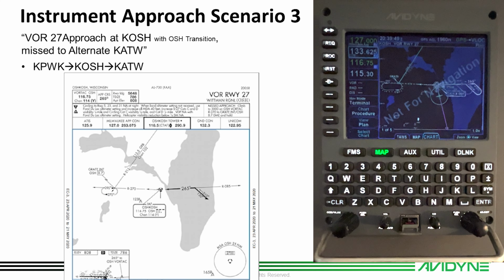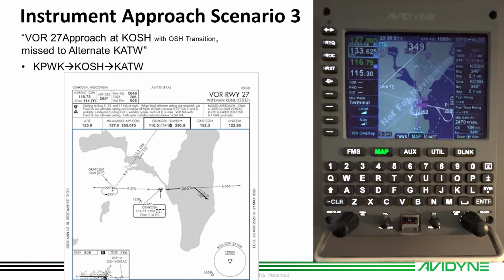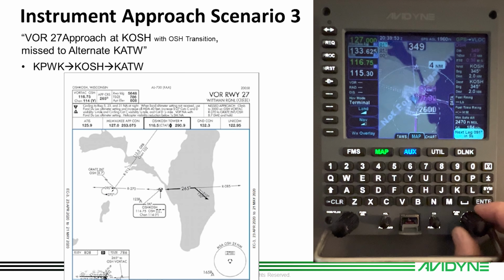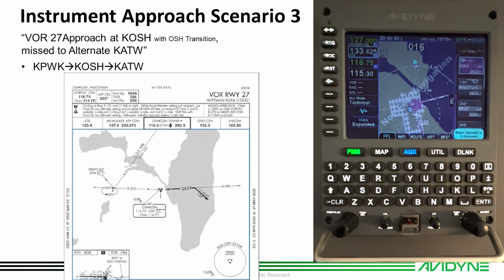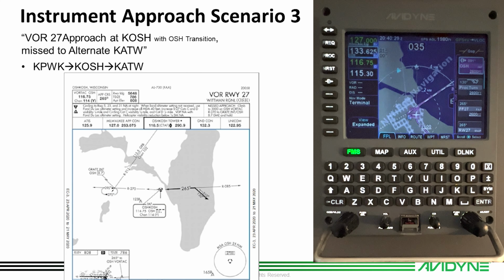Now let's skip ahead. Once we get to the OSH VOR, we will automatically begin the approach by turning outbound, and then we will perform the procedure turn and head back in.